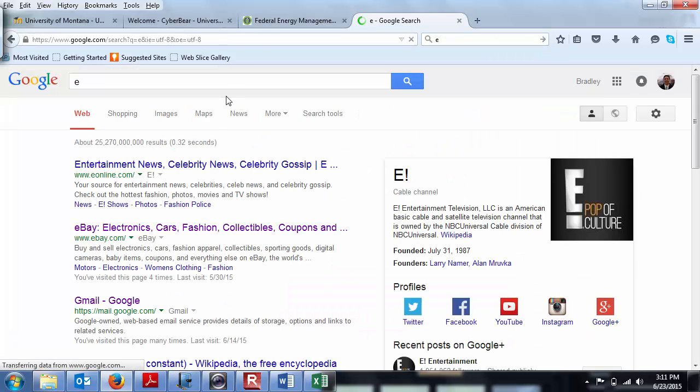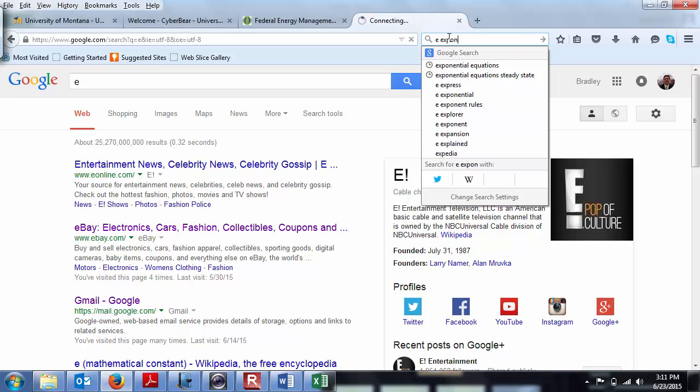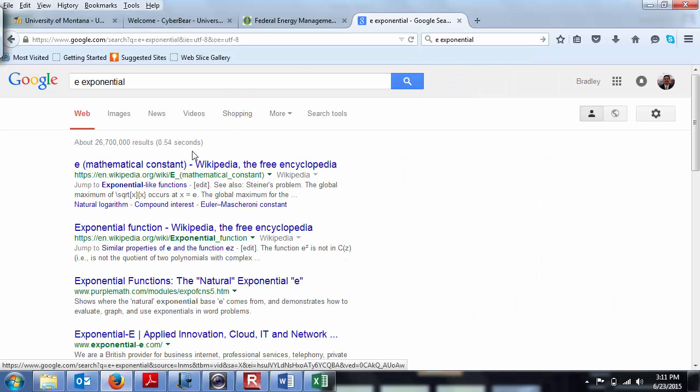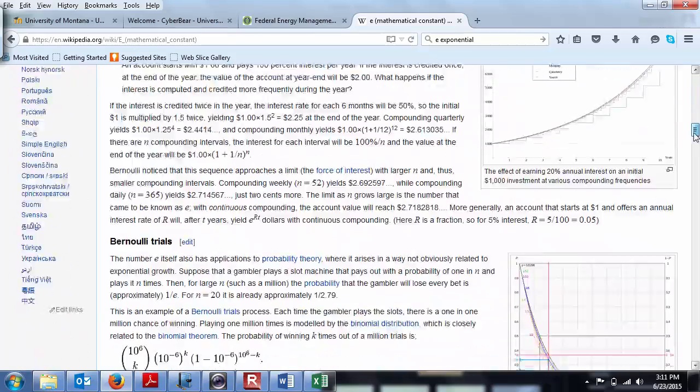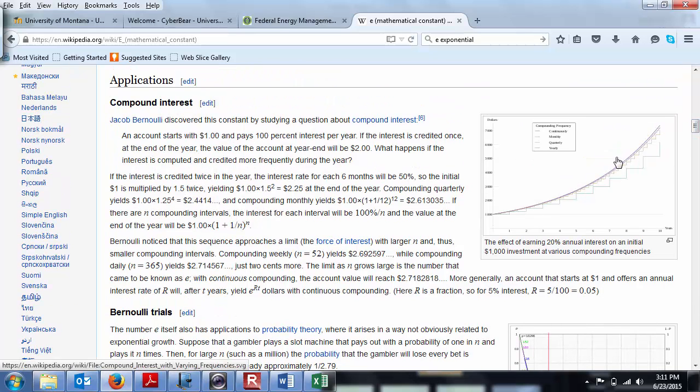E, it's not entertainment. It's the exponential function. And it comes into play all over the place, just like pi comes into trigonometry. So E is very special in that the exponential function, which is right here, has the special property that whatever its value is, that's the same as its slope. So the bigger the number gets, the faster the slope.